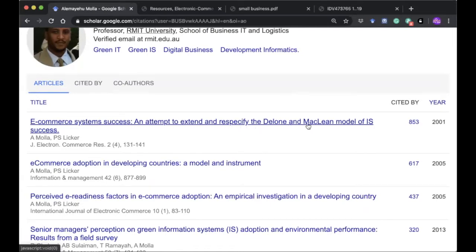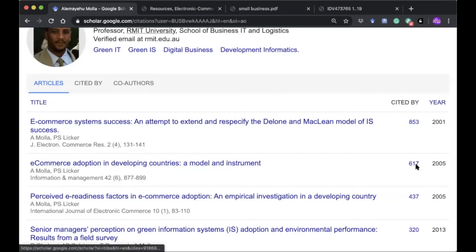Now, Dillon and McLean developed this model. So look at somebody trying to work on it. One of the most popular papers, by Mola, is this paper, E-commerce Adoption in Developing Countries, a Model and Instrument. So he developed the model, then he developed the instrument for measuring the model. This is coming from his PhD. When Mola finished this one, he published it.